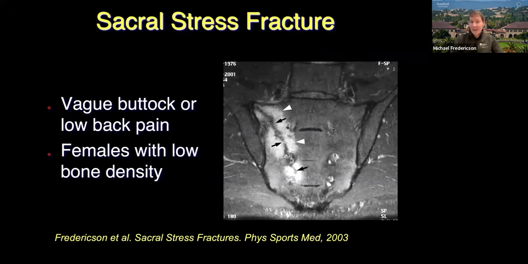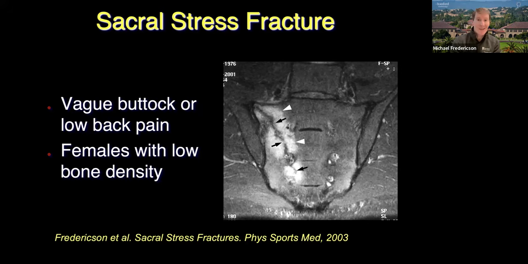So let's go over some of the examples here. I'm going to cover mainly the high risk injuries because I think those are the most challenging for you, particularly I know a lot of you are still in training. So the sacrum, unfortunately, is one of our more common injuries that we see with our distance runners. And these will fool you. They're often going to present with just vague buttock or low back pain.